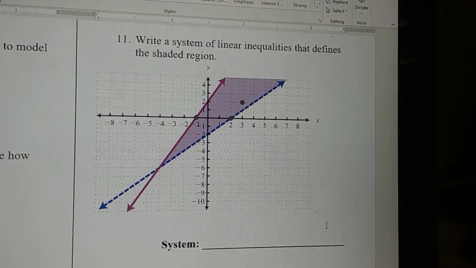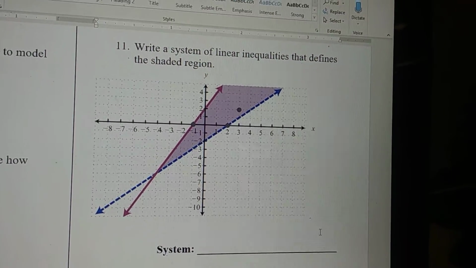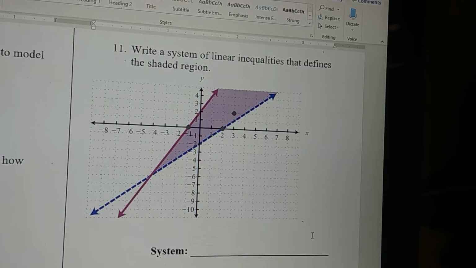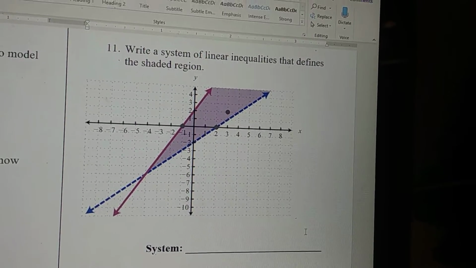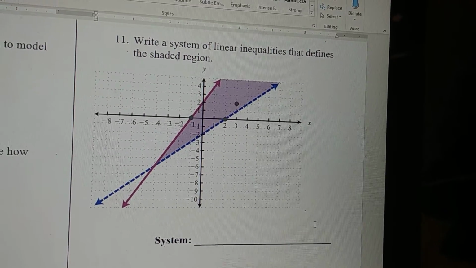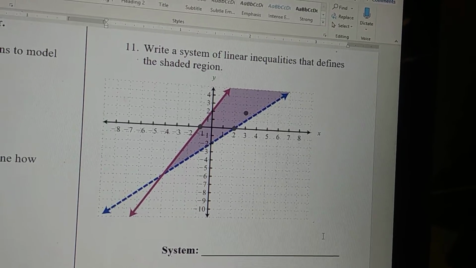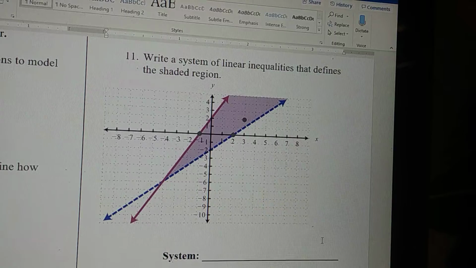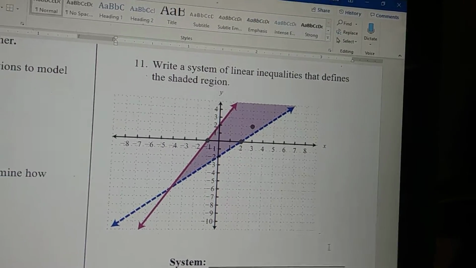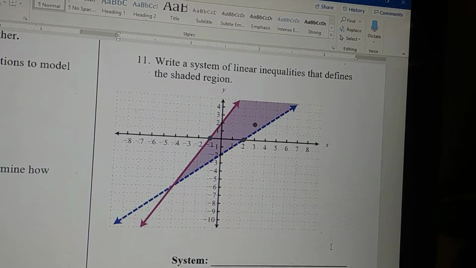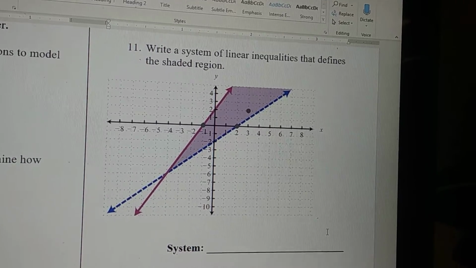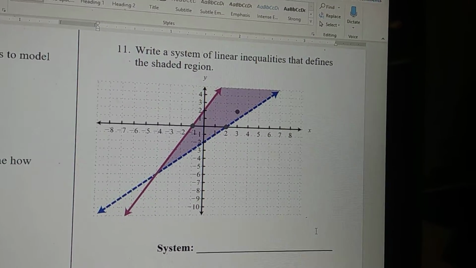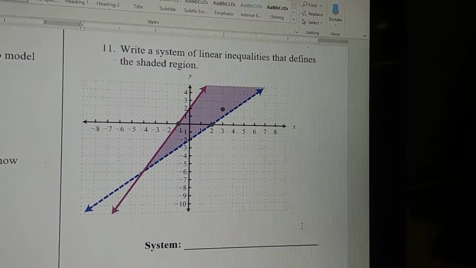Okay guys, I'm gonna do number 11 and number 12. These are kind of new, so I'm gonna make it like a mini lesson on 11 and 12, but they're pretty much really similar to all the systems of equations that we have been doing. So number 11, we have: write a system of linear inequalities that defines the shaded region.